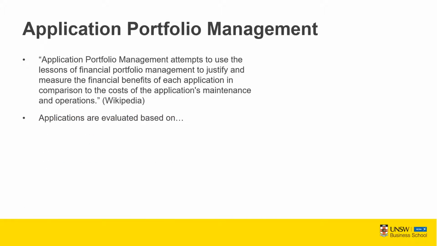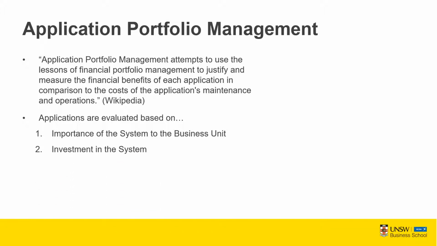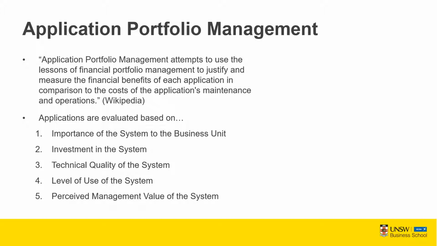There was a reading this week that you had to cover, which talked about assessing the health of your application portfolio, and about looking at various characteristics of the application portfolio and the applications in it. What's the importance of the system to the business unit using it? How much investment is already made in the system? Has it been run on a shoestring, or has it been built properly? What's the technical quality of the system? Is it a good quality solution? Is it reliable? Is it secure? Is it scalable? Is it flexible? What's the level of use of the system? Are a lot of people using it, or very few people using it, and therefore it's not as important? And what's the perceived management value of the system?